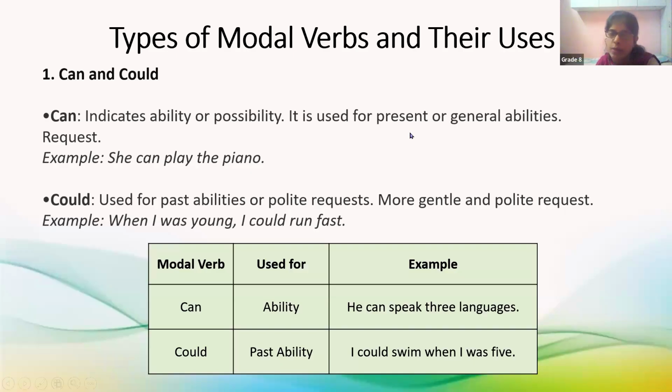Not very intense, but possibility. But more than possibility, it is a present form of ability. Always remember that. Ability. Like I can climb up the tree, I can swim, I can play piano, I can dance, all those things. Now, when I say could, it is nothing but the past ability.